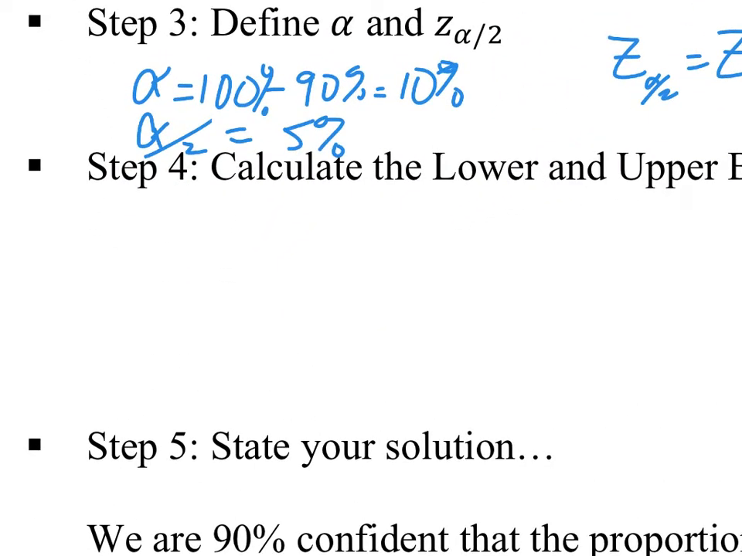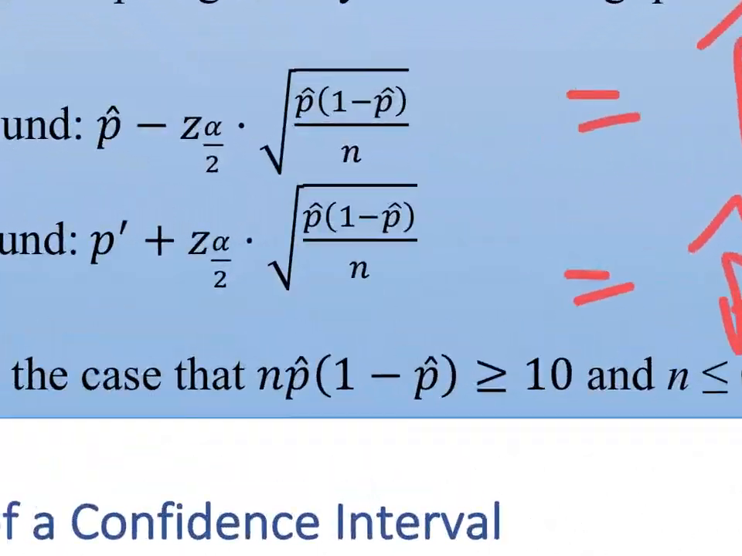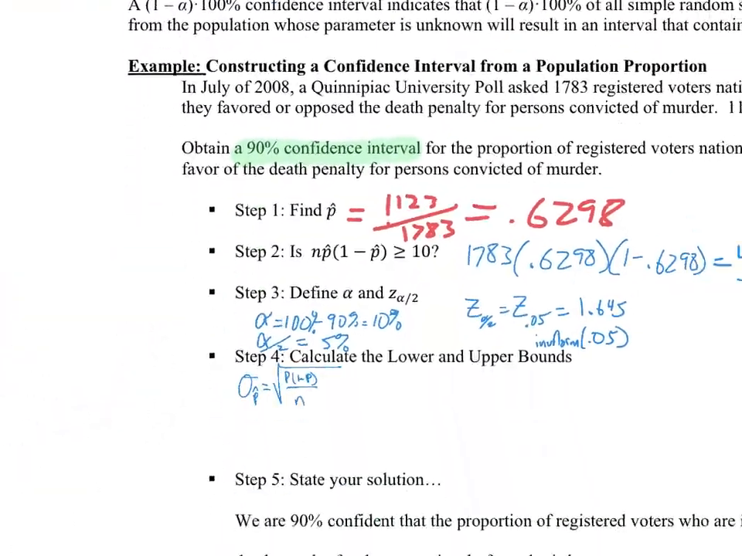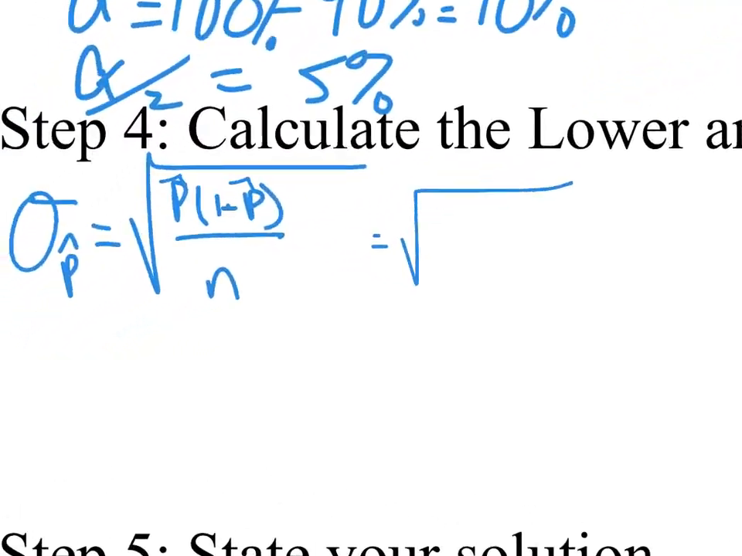So let's get our standard deviation of the p-hats. The formula from the other page is the square root of p times 1 minus p, all over n. Technically, we use p-hat here because it's our point estimate. So that's going to be the square root of our 0.6298.